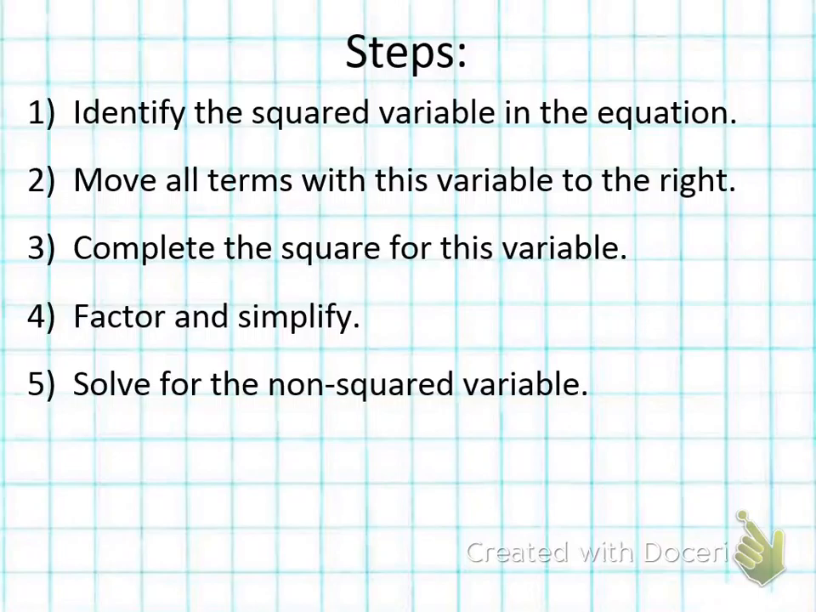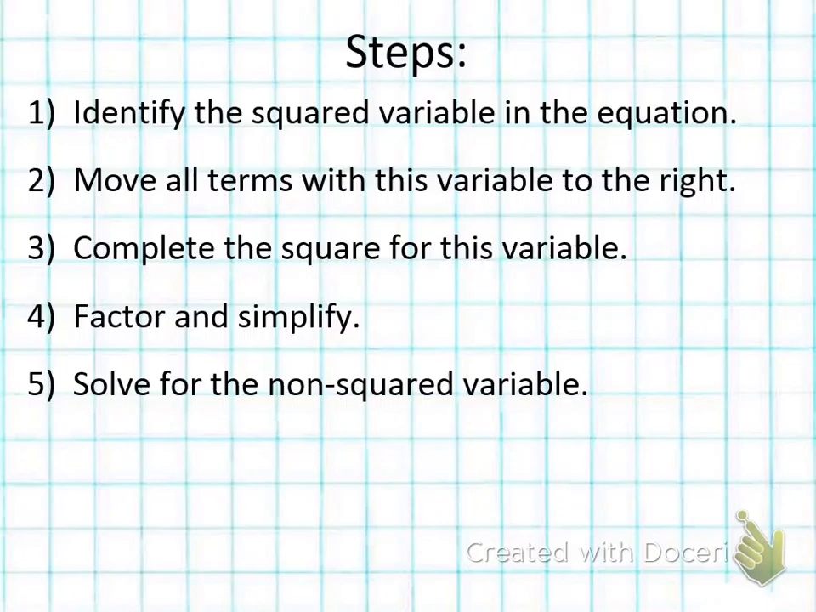The first thing you want to do is identify the squared variable. Remember, for parabolas we either have something like y equals x squared, or x equals y squared with some other numbers, of course, in there. So you want to identify, okay, is this an x squared type or a y squared type? Then you're going to move all the terms with that variable to the right. So if it's an x squared, make sure you move anything that has an x over to the right. And if it's a y squared, you move anything with a y to the right.